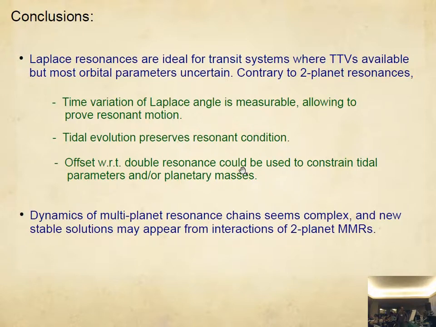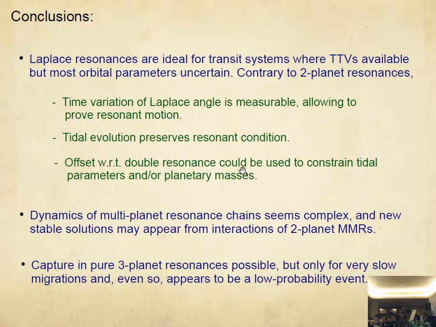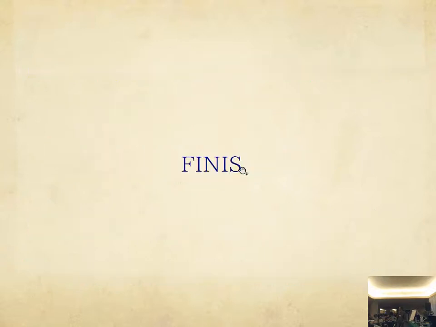The dynamics of these resonant chains apparently is very complex, particularly if you have interactions between non-contiguous planets. And finally, it is possible to capture in pure three-planet resonances, but you need a very slow migration, and maybe it is not a high probability for that. So, who knows? And that's it.